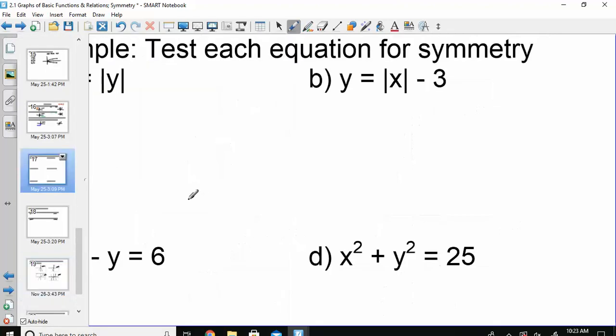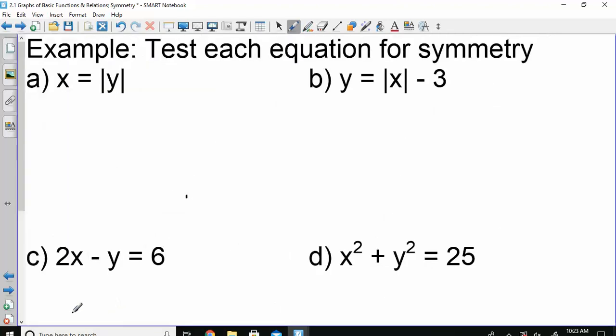Alright, so let's talk about if I just give you the function and ask you to decide if it's symmetric. Some of these we can use a graphing calculator for. But can I do x equals the absolute value of y on my graphing calculator? No. So we could make a t-chart and graph it ourselves.